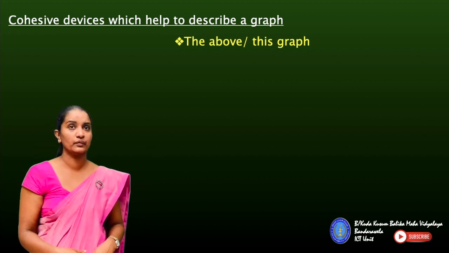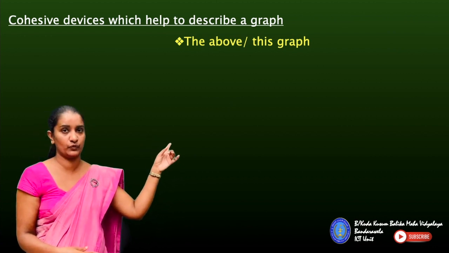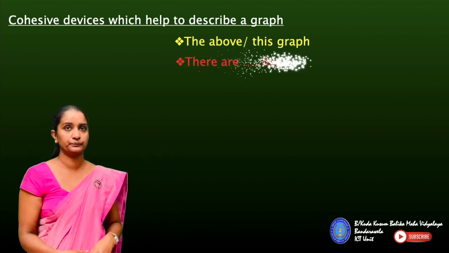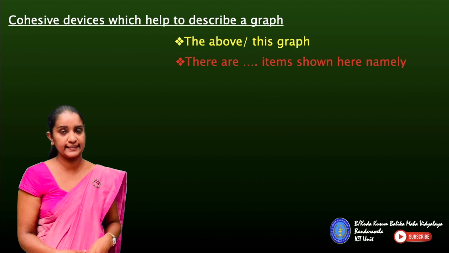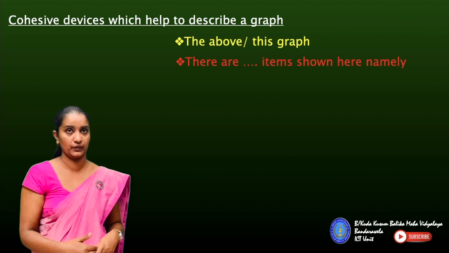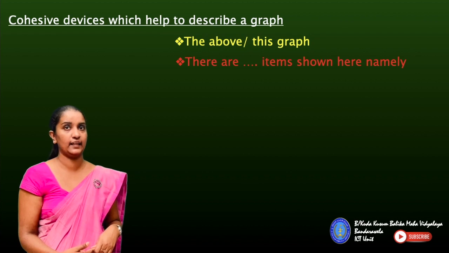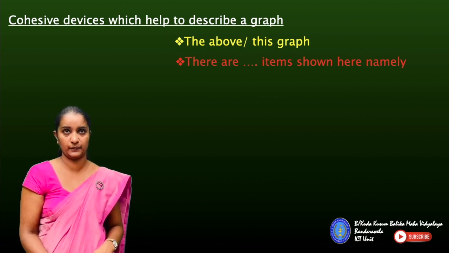Look at the first one, the above graph or this graph. You can start your graph from the first line I have shown here. What is it? The above graph. And look at the second one. After describing what the graph is about, you can tell how many bars or how many items are there in the graph. Look at the sentence structure I have used there. You can start it like this. There are 5 items. There are 6 bars. Likewise, you can write the second sentence.